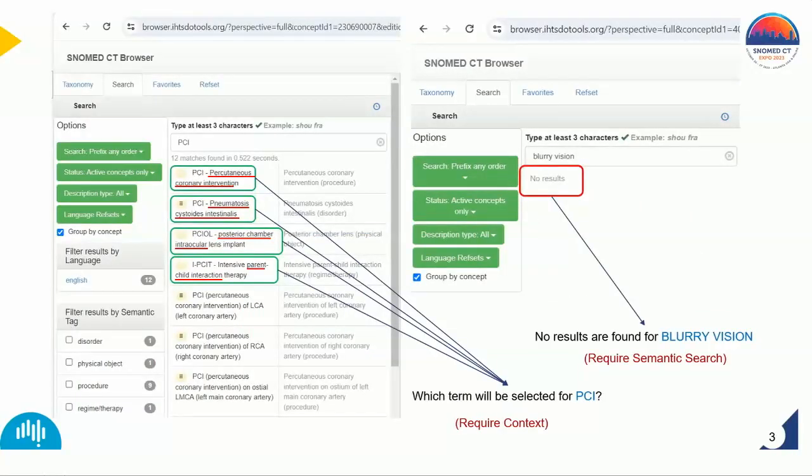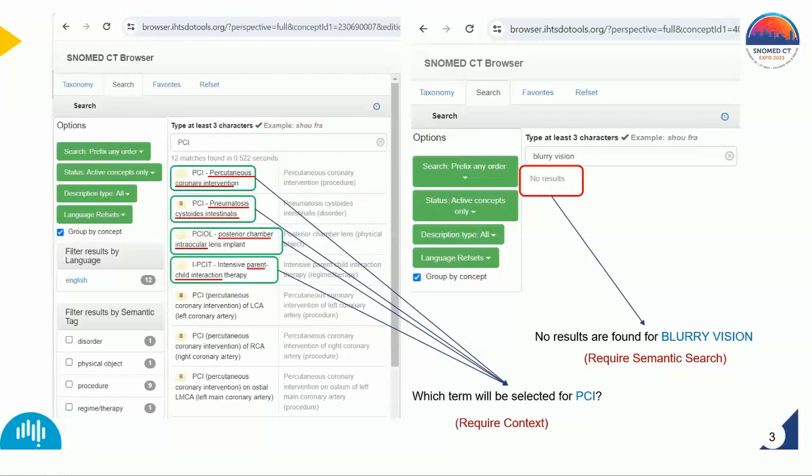The SNOMED CT browser is good at concept ID searching for a given text. However, there are cases where it may not provide the desired assistance. In the first example, different results are found for the abbreviation PCI. In fact, its meaning depends on the context using this term. In the second example, no result is found for blurry vision, which underscores the need of searching not only by keywords, but also by meaning of the query.